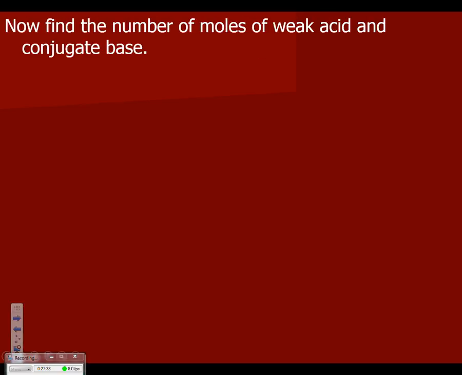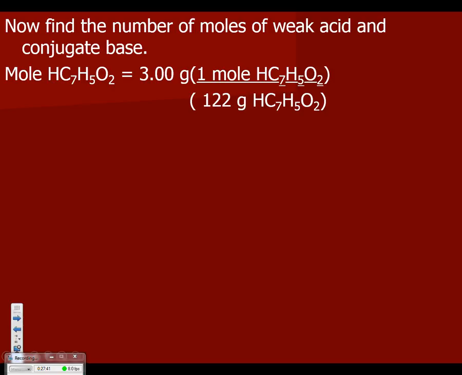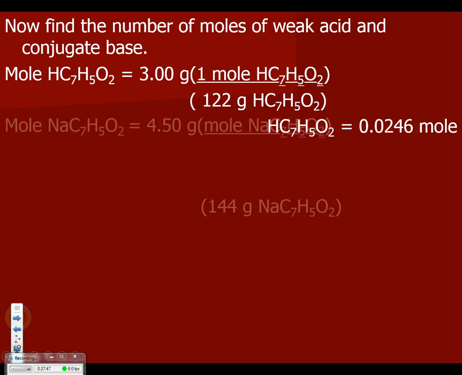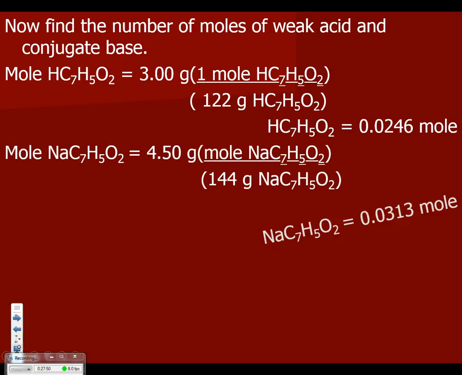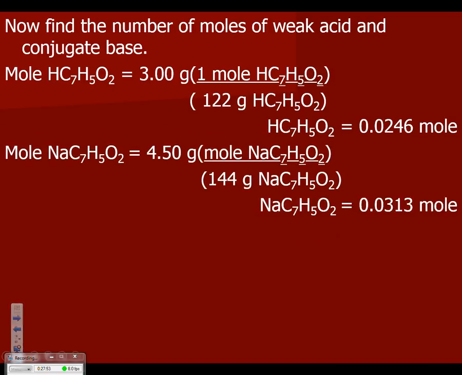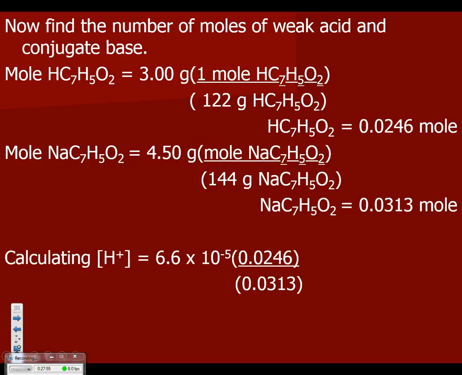Now we find the number of moles of weak acid and the conjugate base. So I figure out how many moles of the acid, benzoic acid, I've got. We've done this 1,000 times, grams to moles of the salt or the base. Then I plug it in to the equation that we did on the other side, the Ka equation rearranged, and we get the concentration of hydrogen, right? From that, I can take the minus log of it and find the pH. You follow in steps? Okay. Why didn't I use the 2 liters?